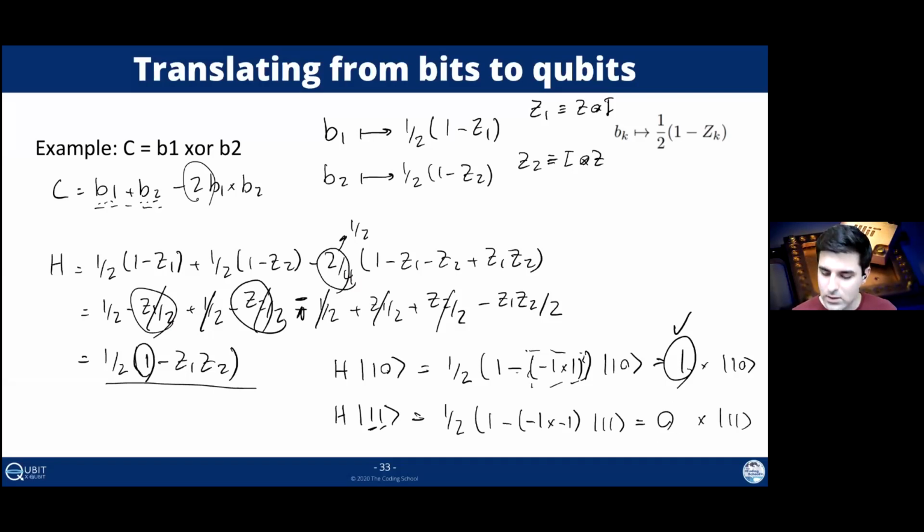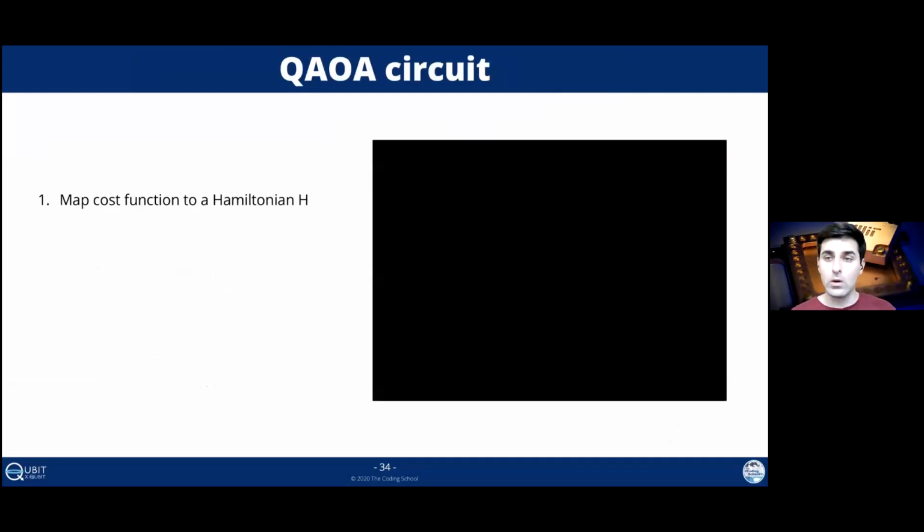And again, this value of 0 also makes sense because 1 XORed with 1 is 0. That's what we've seen earlier in the course. And again, this just goes to show that this mapping works, and we can faithfully map the values of the bits in the cost function to a set of operators that we call the Hamiltonian, using this 1/2 times 1 minus sigma z replacement for each bit, so that each qubit will actually correspond to each bit properly. Okay, so now let's look at the QAOA circuit.